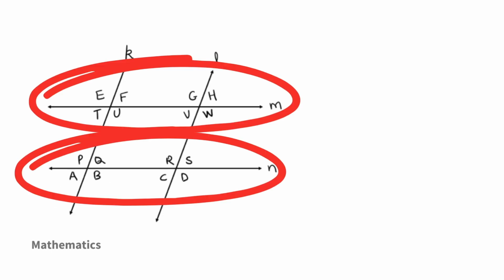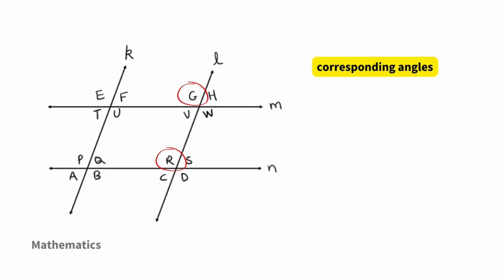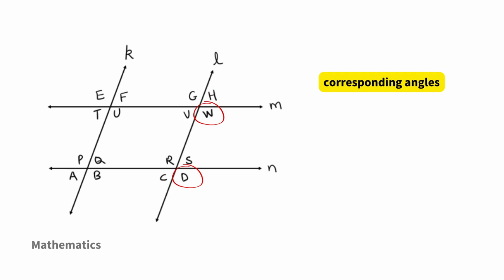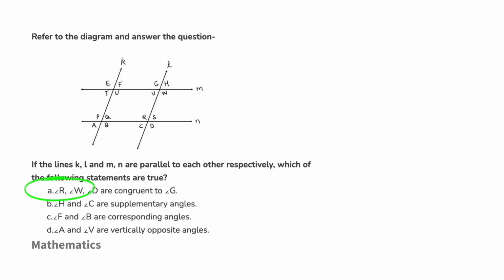Here's what I see. Lines M and N are parallel. I also notice that angle G and angle R form a pair of corresponding angles. These angles are equal. I also see that angle G and angle W form a pair of vertically opposite angles. Therefore, angle G equals angle W. Moreover, angle W equals angle D as they form a corresponding pair of angles. Knowing this tells us that the correct response is letter A.